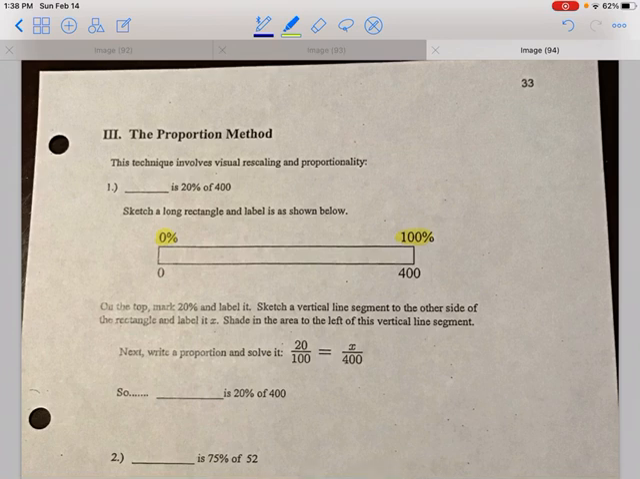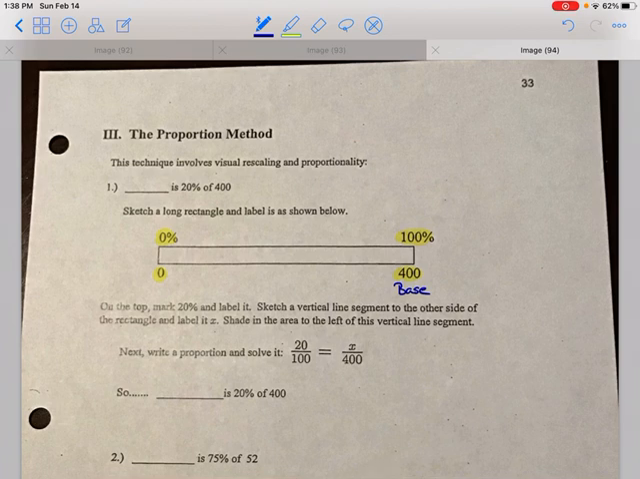So imagine filling this rectangle up. You're going to start at 0%. If you fill it all the way up, it'll be 100%. And then on the bottom, we will see our numbers going from 0, in this case, to 400. So we're going to go from 0 to our base. Now this problem looks familiar because we did it on the last page. We're asked to find blank is 20% of 400.